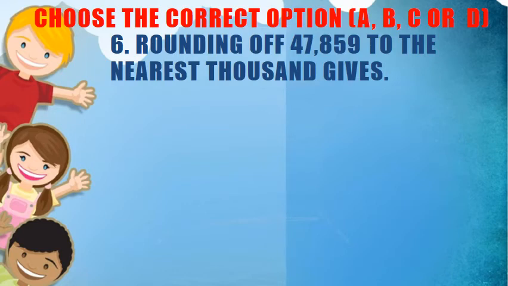Now children, let us do the sixth question. Here we have to choose the correct option. And the question is, rounding off 47,859 to the nearest thousand gives. There are 4 options for this question. Option number A is 50,000, B 47,000, C 48,000 and D 47,900, and so we have to find out which is the correct option.